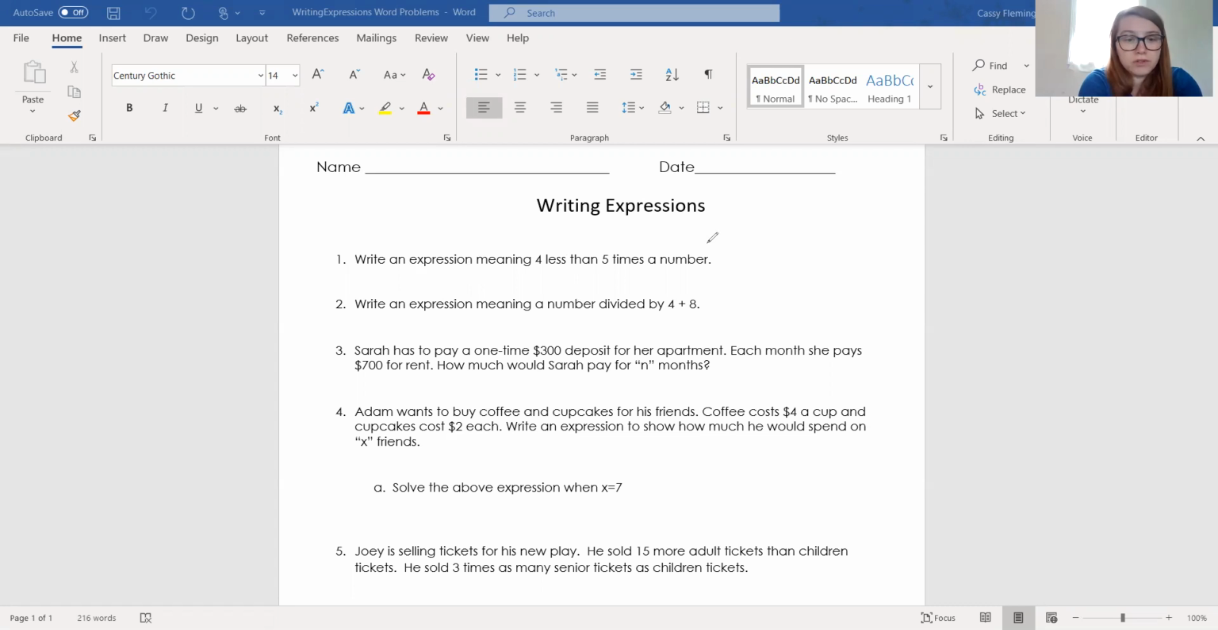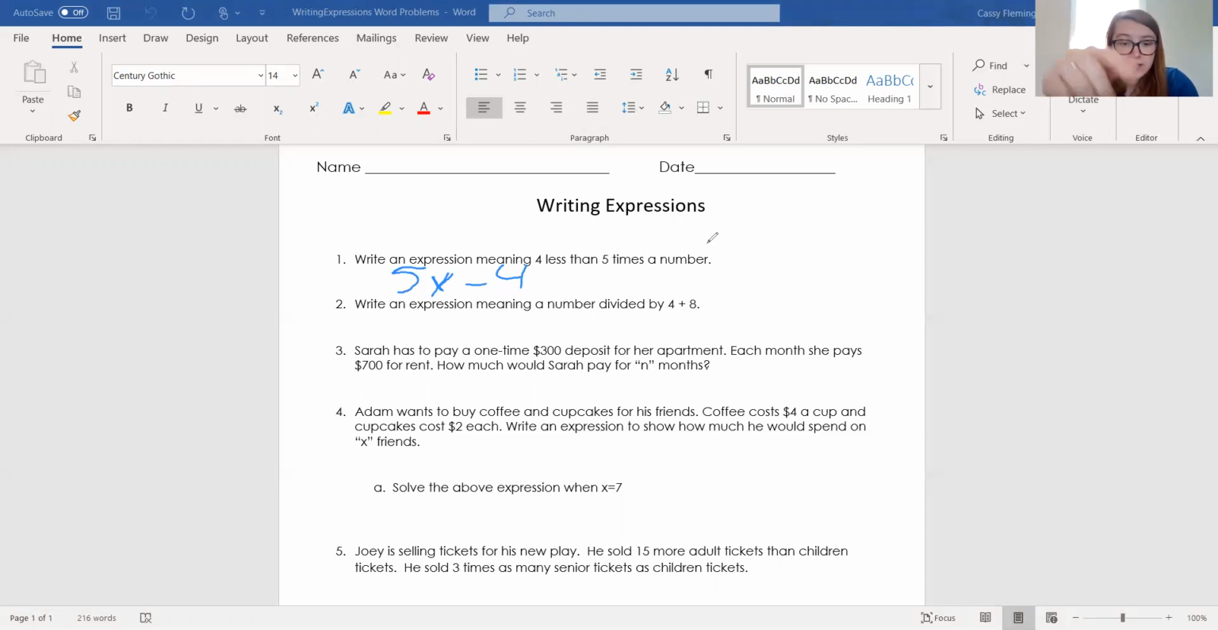So if we do 5x minus 4, that's an expression that means 4 less than 5 times the number. It doesn't have any specific number, so 5x, x being that number. And then whatever 5 times x is needs to be less than 4. How do you do less? You subtract. So 5x minus 4 should be an expression meaning 5 times a number less than 4.